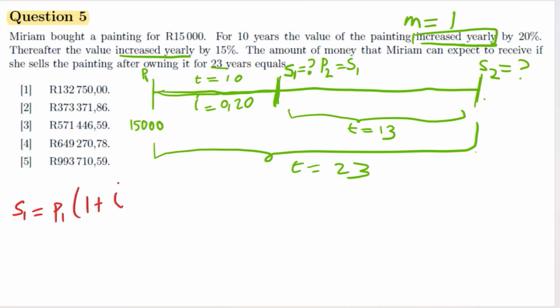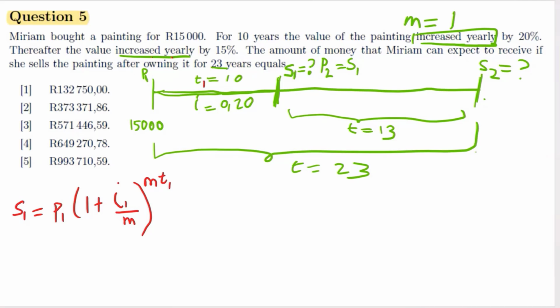This is going to be your I1, everything here for the 10 years. And then our M is the same because it is compounding yearly. Bear in mind, sometimes it can say quarterly, but here the M is similar. So our M is the same, and this is going to be equal to M T1. Our T1 is equal to 10.